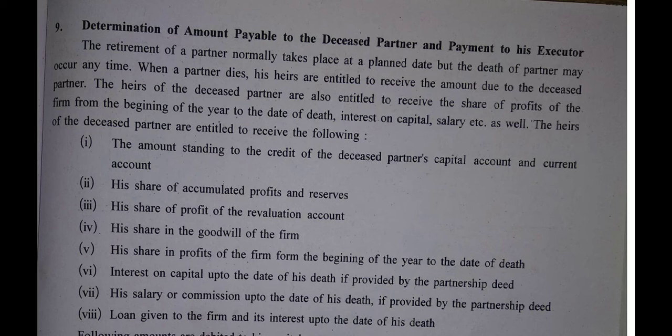So, how do we deal with the accounting procedure of a partnership firm in such a case? They say, when a partner dies, his heirs are entitled to receive the amount due to the deceased partner. Obviously, if a partner meets death, the amount is to be given to his heirs.